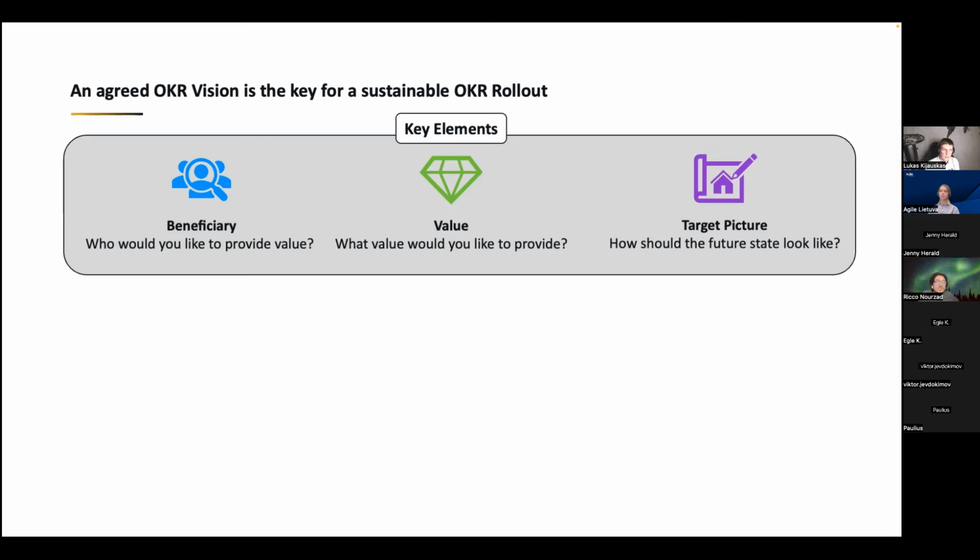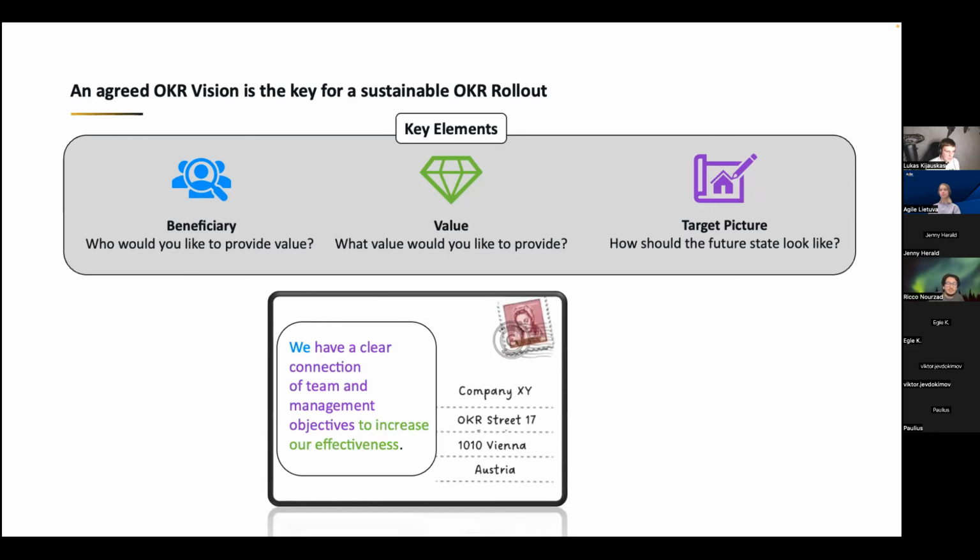So how should the future state look like? So why are we doing OKRs? And I brought also a small example with me. Within one company, we say: we as a company have a clear connection of team and management objectives to increase our effectiveness. So we see there a clear beneficiary, it's the company. We see a target picture, which is having a clear connection of team and management objectives to have a better connection between these two layers, as well as a clear value, which is to increase our effectiveness.